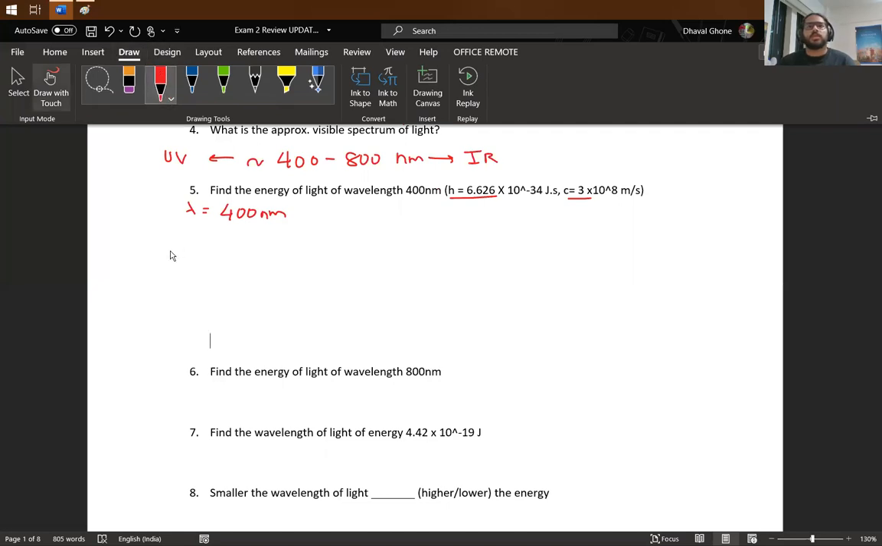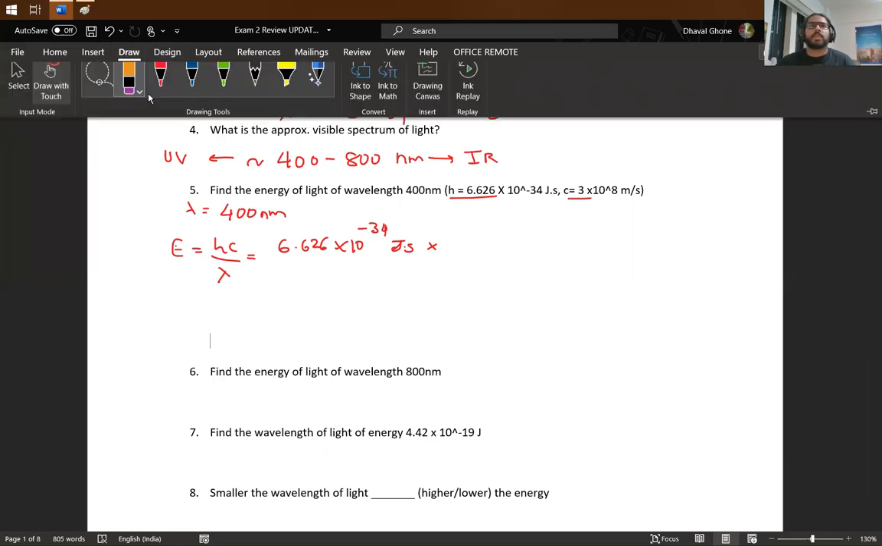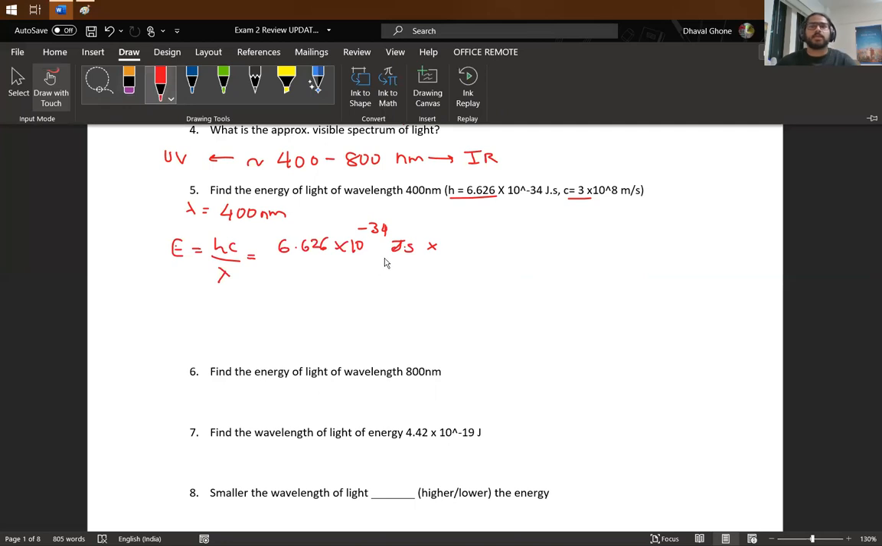So to solve this, I'll say E equals hc over lambda. I'll plug the numbers in: 6.626 times 10 to the power negative 34. In this question, I personally am not caring much about significant figures because I want you to learn how to solve the question instead of caring about other things. Okay, I only care about how you do the math. You can figure out significant figures on your own.